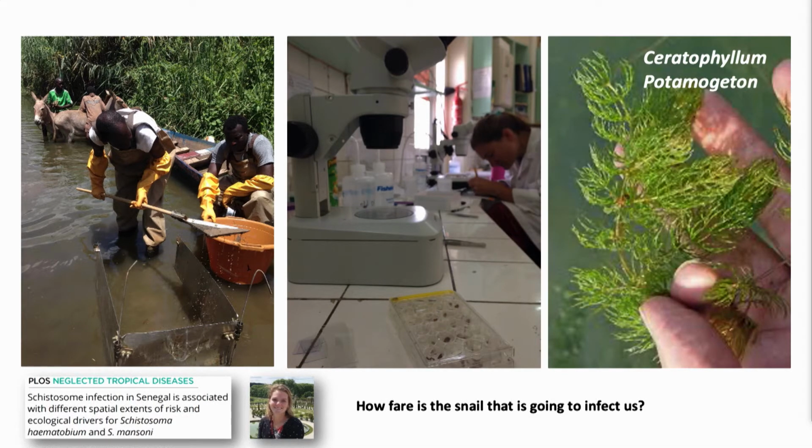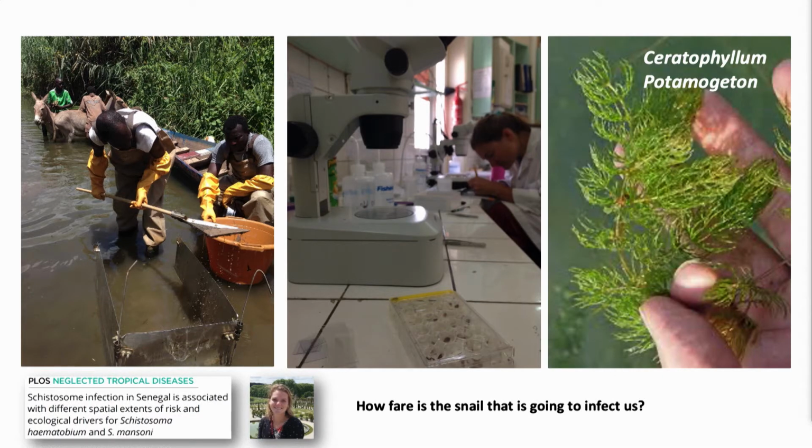And this has entailed countless hours of labor-intensive, energy-consuming work in the field, the old-fashioned field malacology that is crucial to understand the distribution of the species, and hours dissecting snails and identifying parasites in the lab. We found a clear association with certain types of vegetation that is widespread in this area. And the question that we had is how far away is the snail that is going to infect us?